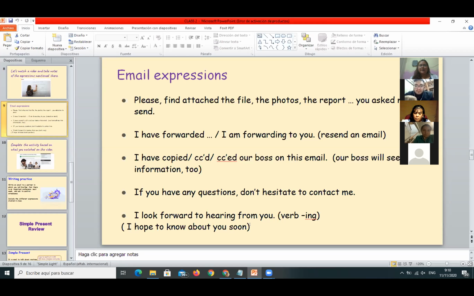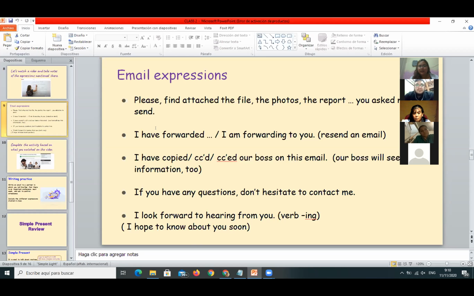And the last one is, I look forward to hearing from you. Look, if you use this expression, in other words, you're saying, I hope to know about you soon. I hope to know your answer. I hope to hear from you or to hear about you soon, right? So that's what it means, forward. I look forward in this context, right?